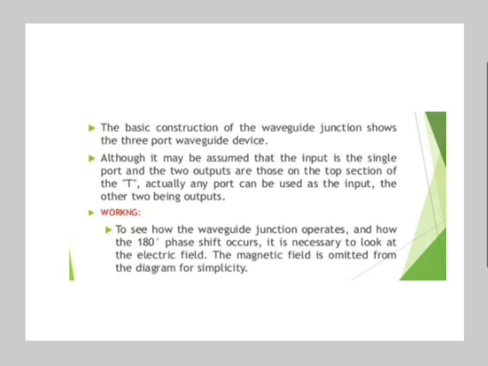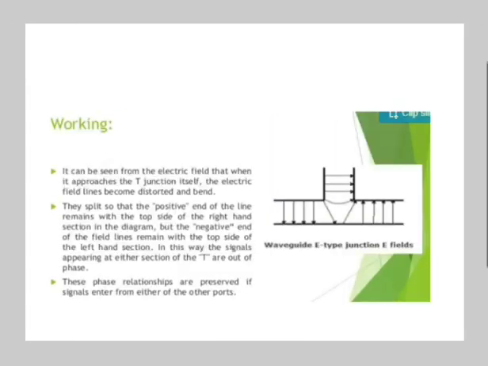The basic construction of the waveguide junction shows the three-port waveguide device. Although it may be assumed that the input is the single port and the two outputs are those on the top section of the T, actually any port can be used as an input, the other two being outputs. The magnetic field is omitted from the diagram here for simplicity.